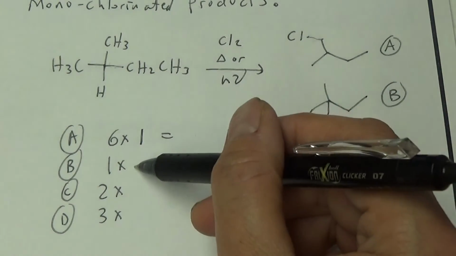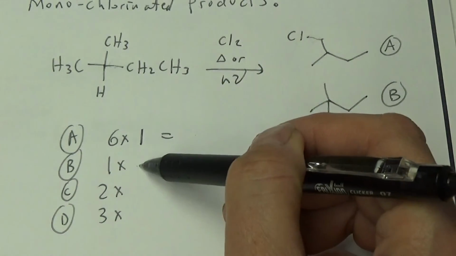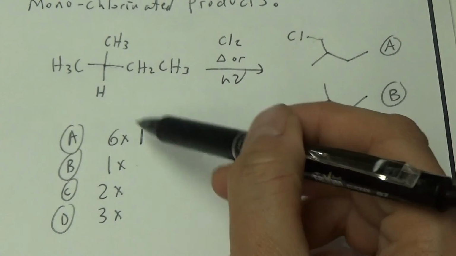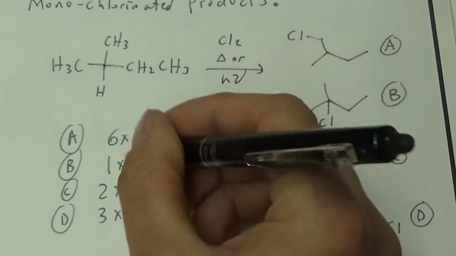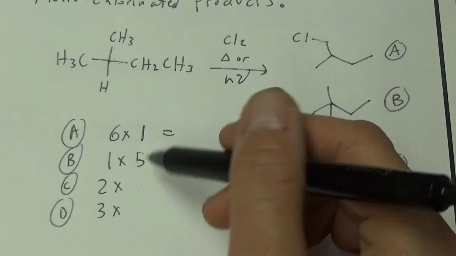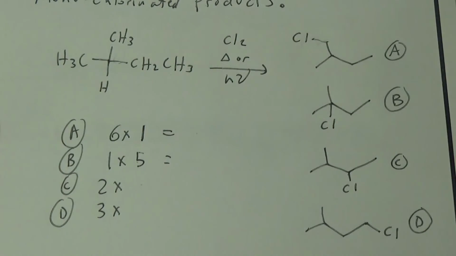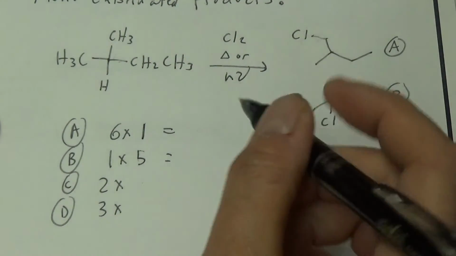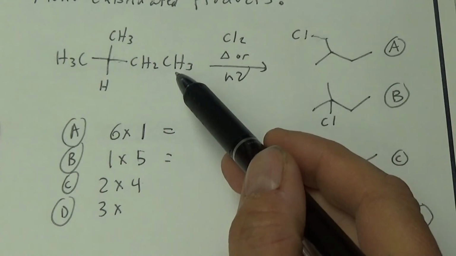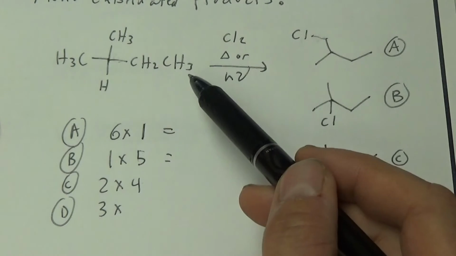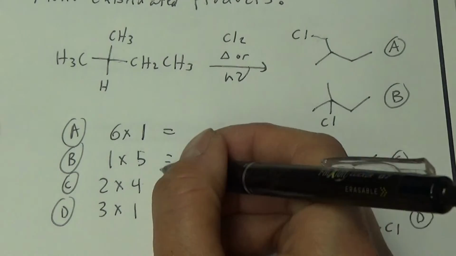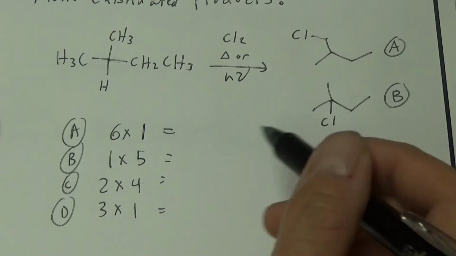And then for the tertiary, what's the likelihood of a tertiary? 1, 4, or 5? Well, it's 5, right? Okay. And then for secondary, what was the rule for secondary? 1, 4, or 5? It's 4. And then for primary, this is another primary, right? It's like you have the left primaries and the right primary. It's 1, 4, or 5. That's 1. Okay. Now you just do math.